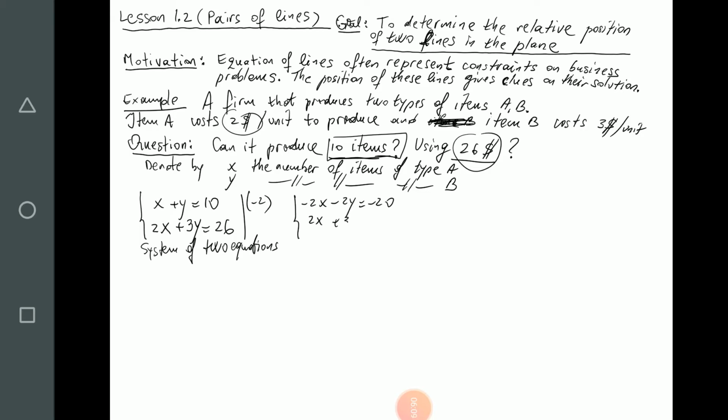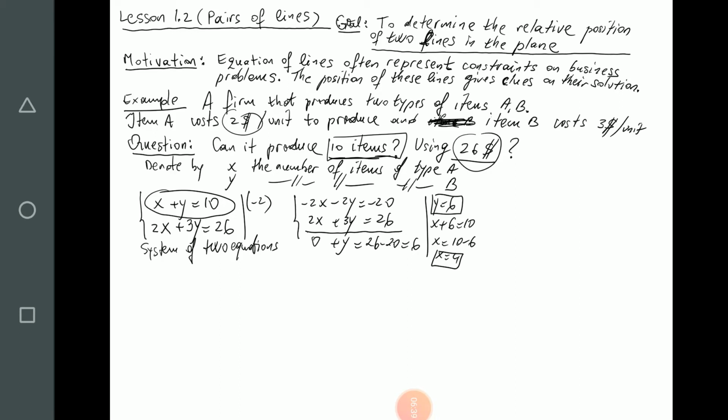And after I do that, when I add the two, -2x plus 2x is 0, 3y minus 2y is y, 26 minus 20 is equal to 6. So I have y equals 6 as a solution, and then I can use a quick substitution. For example, I can go back to the first equation and substitute y with 6 and solve for the other unknown.